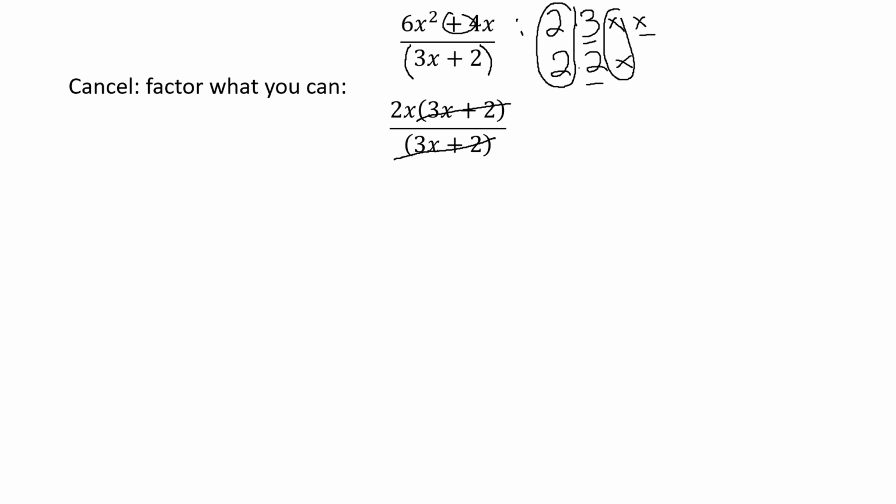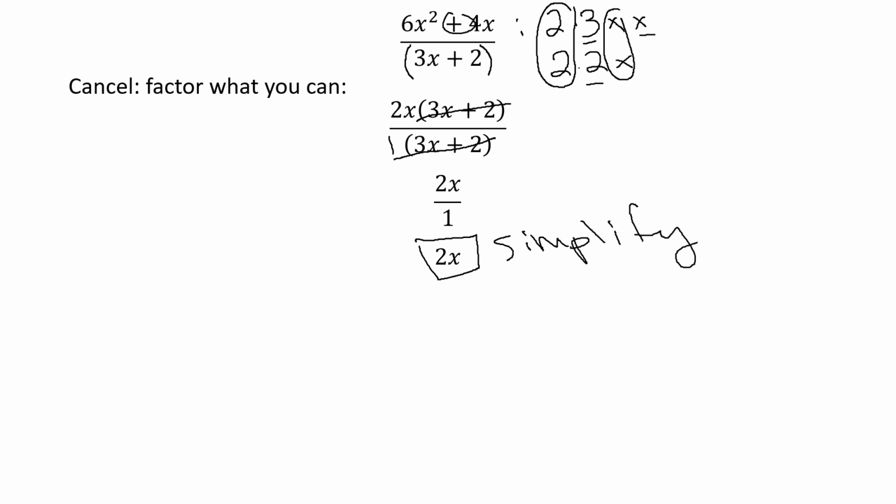So what I'm left with is 2x over, remember when everything is gone, there's an understood 1, which simplifies all the way down to just 2x. Okay, so let's take a second and process what we just did. We spread it all out by factoring it. Then we canceled out what matches, and we're left with 2x. So this is that first part. This is simplify.